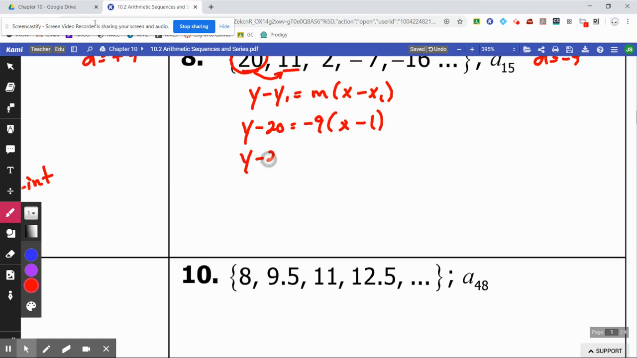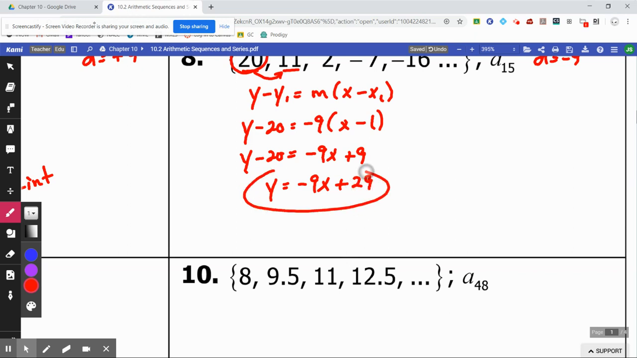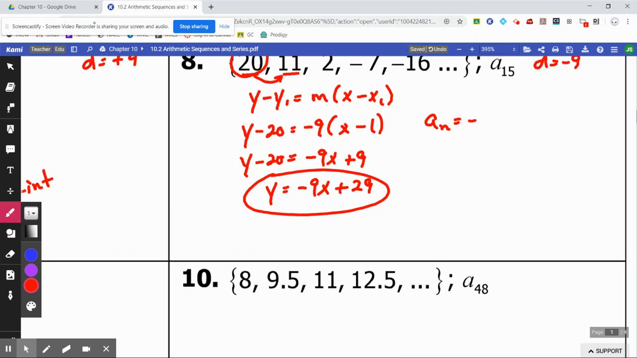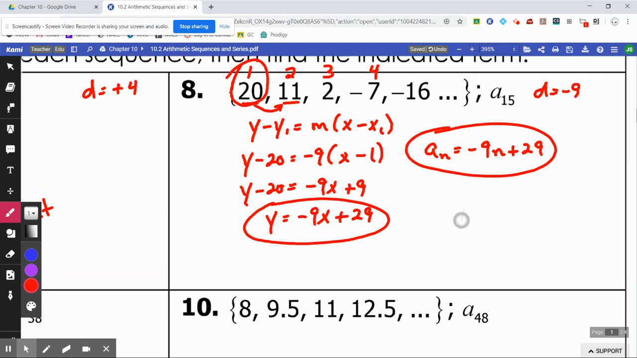Distributive property, y minus 20 equals -9x plus 9. Move the 20 over by adding. You get y equals -9x plus 29. And that's the same answer you got, except for we're going to write it in sequence notation. A sub n is equal to -9n plus 29. Same answer.